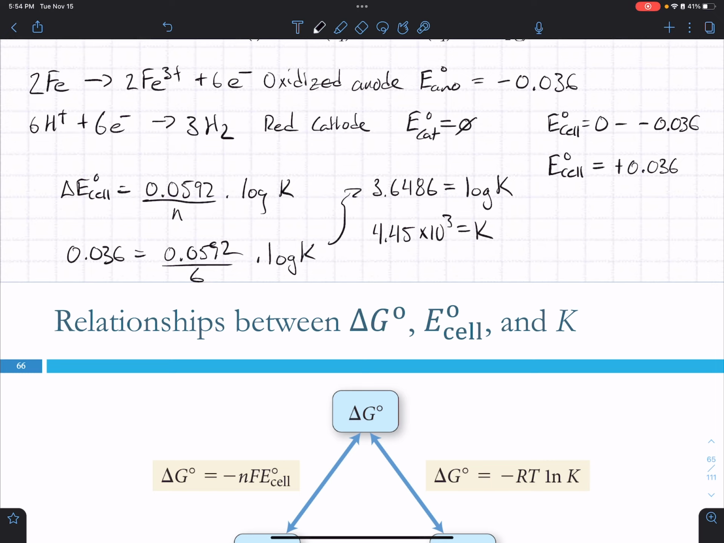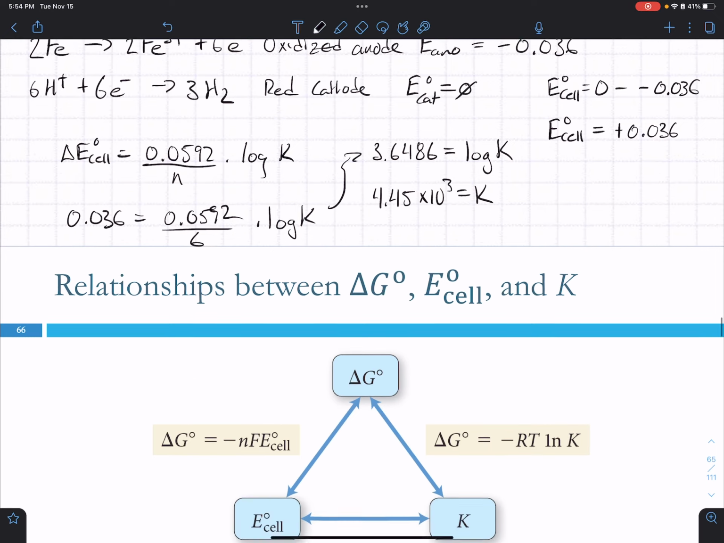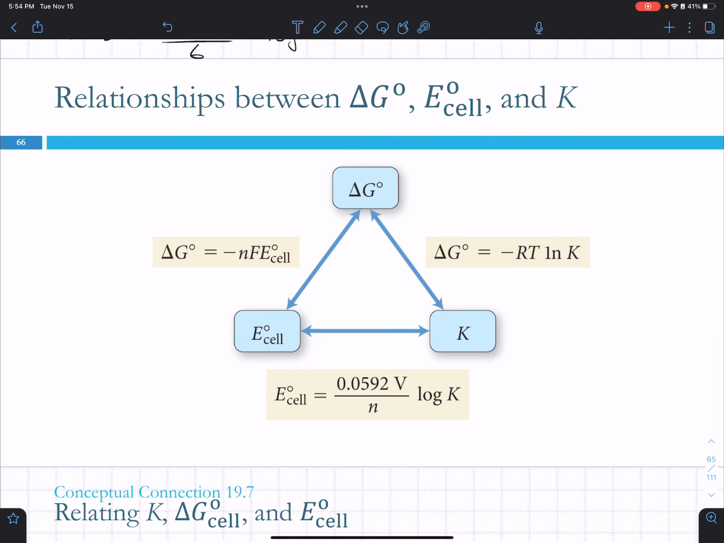Okay, so this is what I recommend you memorize and then write down at the very beginning of the exam. So the relationship between delta G and E cell: delta G equals negative NFE. The relationship between E cell and equilibrium is E cell equals 0.0592 over N, moles of electrons, times log base 10 of K. And then we can also go from K to delta G.